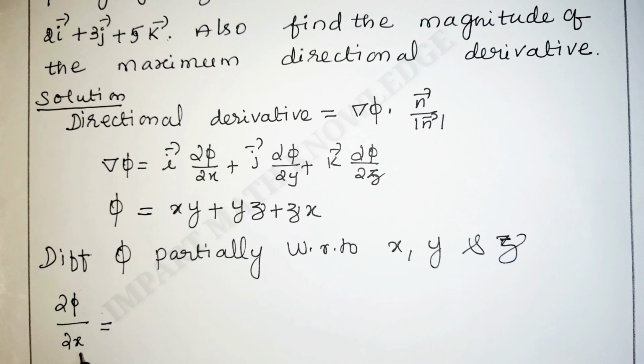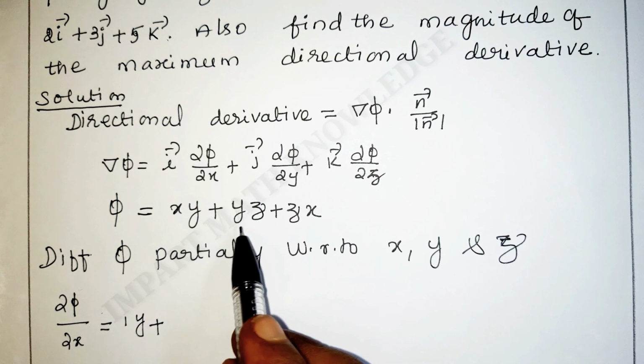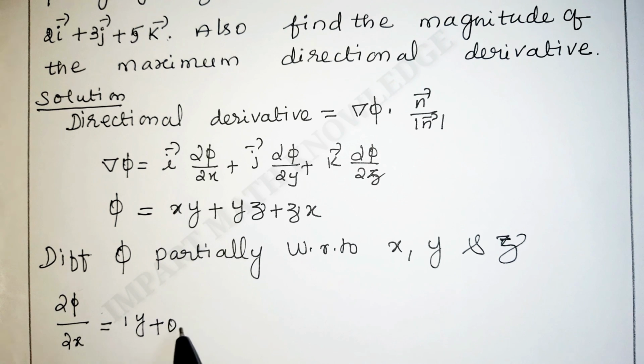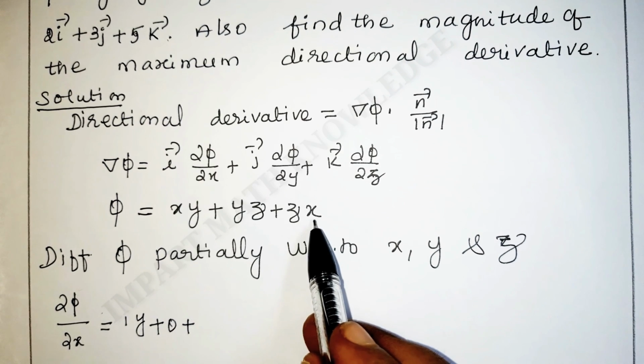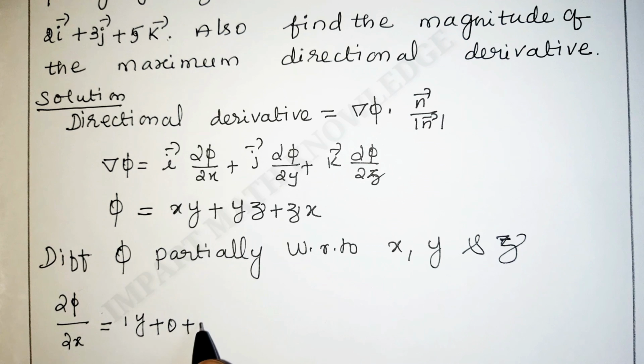Dou phi by dou x. You have to differentiate phi with respect to x. First term is xy. Differentiation of x is 1, so 1 into y. The second term, no x term is there, so 0. Third term, z into x is there. So differentiation of x is 1, z into 1 is z. So dou phi by dou x is y plus z.